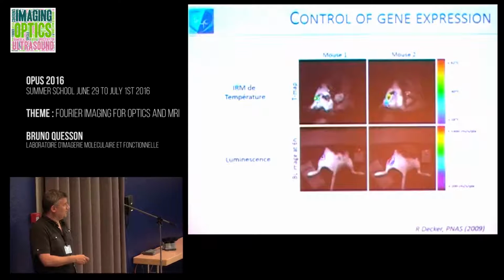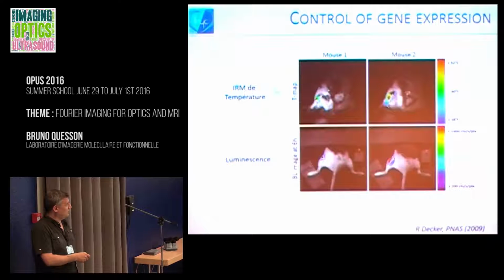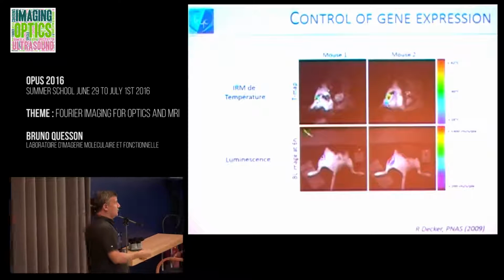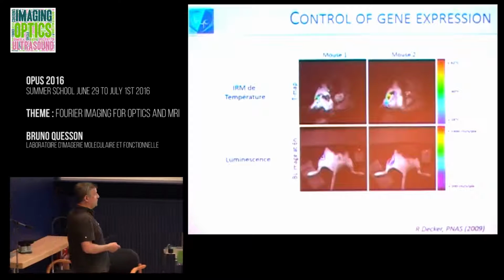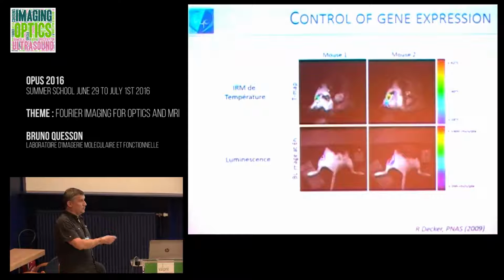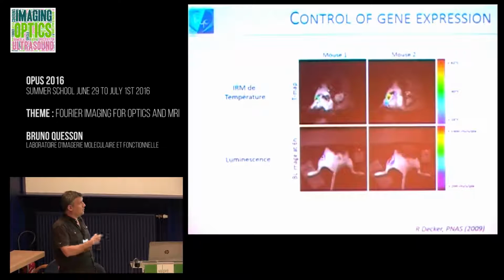You make a moderate heating on the leg, and 6 hours after you put this animal under bioluminescence imaging, and you can clearly see the nice expression of the firefly luciferase, which shows that you're able to control the expression of the gene. Please think about that not as a tool for playing with mouse, but it's really a way of controlling the expression of the gene that is missing in a human body.